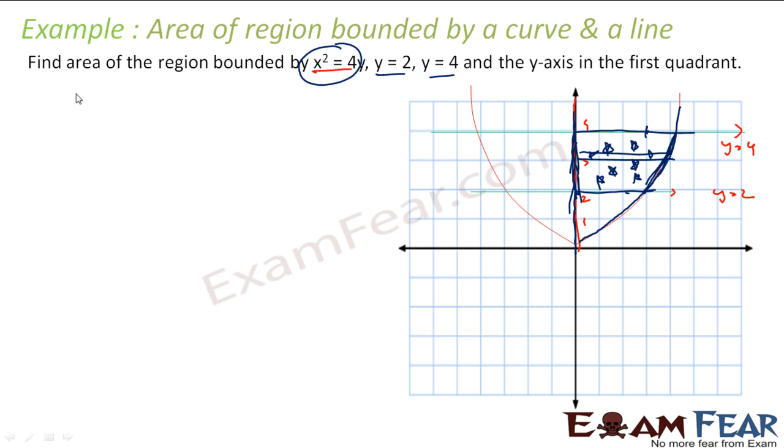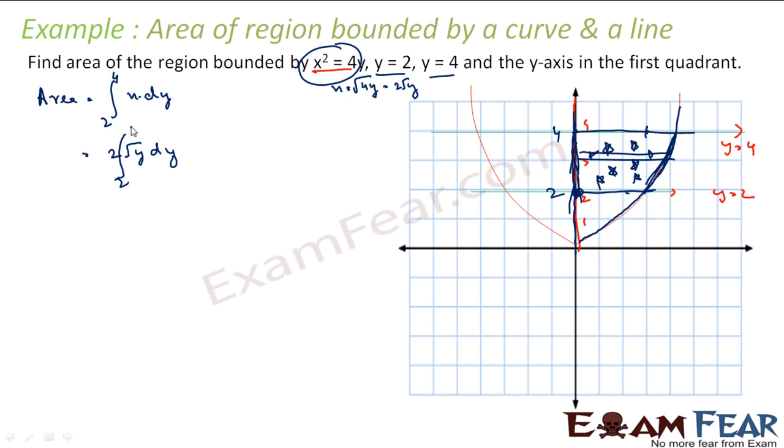So let's do this with this blue color only. So area is nothing but integration of x dy. Now the question is, y is varying from what to what? If you see, y is varying from 2 to 4. If x square is equal to 4y, x is nothing but root 4y, and that is nothing but 2 root y. So I'll put the value of x as 2 root y dy.